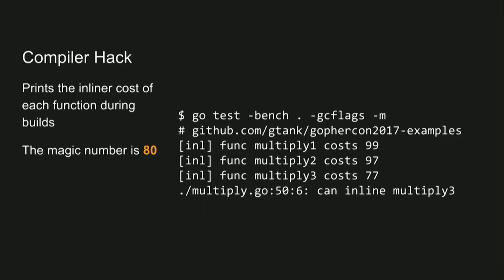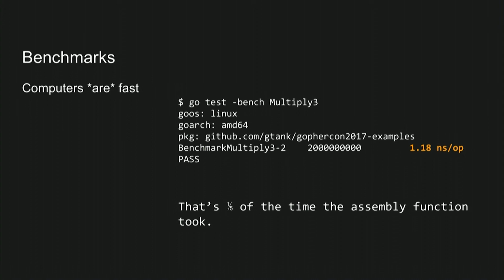So you can see that the first 2 versions of the multiplier were up in the 90s somewhere, and then right as we simplify things enough to get below 80, the compiler will very helpfully tell us, yes, I can inline that. And in fact, the results are pretty dramatic, because when we benchmark that inlineable function, instead of somewhere between 5 and 15 nanoseconds per op, we get 1, which is a pure Go function running in 1/5 the time of our fancy assembly multiplier.